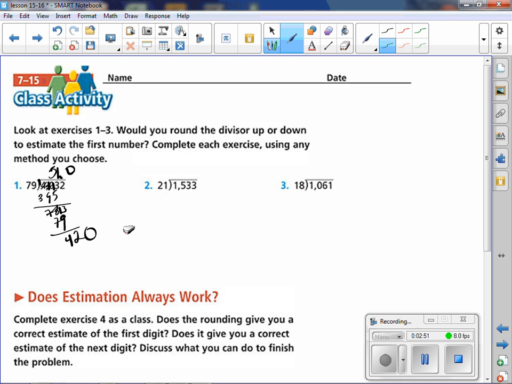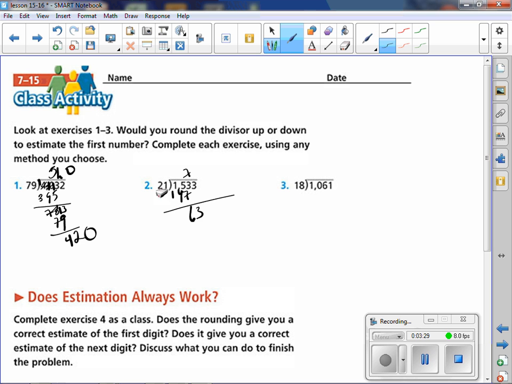Okay, let's go on to this next one. Again, I'm thinking of this one like it's 20 into 1,533. 20 into 1 doesn't go, 20 into 15 doesn't go, but 20 into 153 does. It's about 7 times. Some of that's just knowing those basic facts. So I'm going to put a 7 up here. 21 times 7 is 147. Subtract out: 153 minus 147 is 6. And bring down my 3.